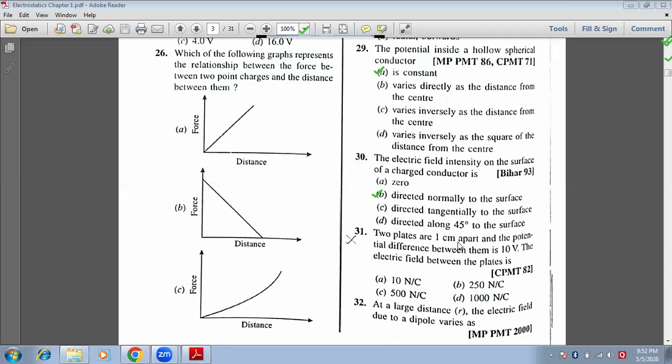Two plates are 1 centimeter apart and the potential difference between them is 10 volt. The electric field between the plates is: option A, 10 Newton per Coulomb. Option B, 250 Newton per Coulomb. Option C, 500 Newton per Coulomb. Option D, 1000 Newton per Coulomb. Correct answer, option D, 1000 Newton per Coulomb.